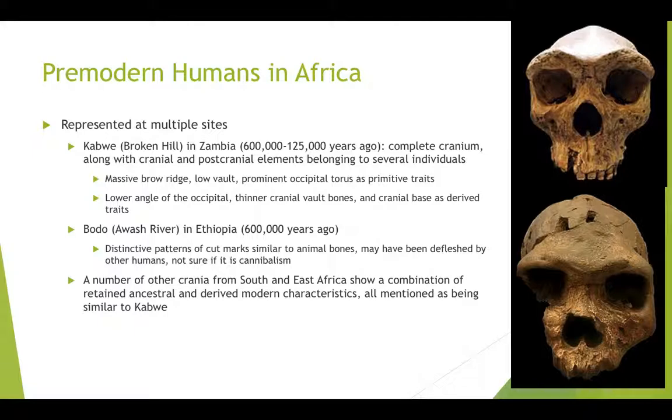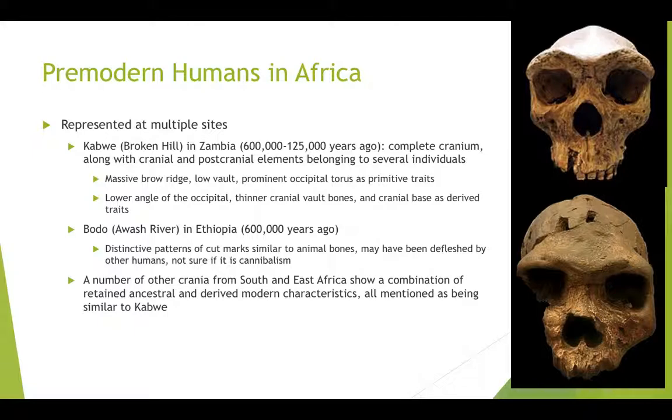The lower angle of the occipital, though, the thinner cranial vault bones, and the cranial base are considered derived traits. So already at 600,000 years ago, we're starting to see specimens that have this unique mosaic pattern of evolution, this unique combination of primitive and derived traits.